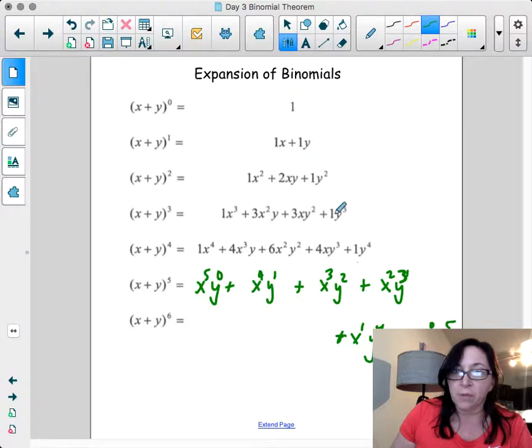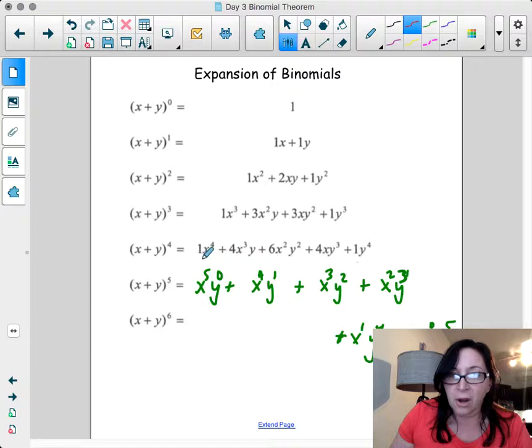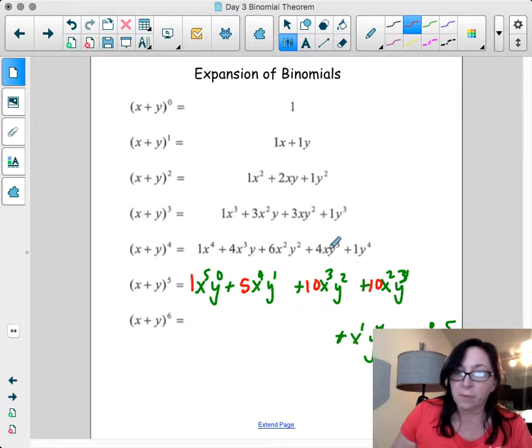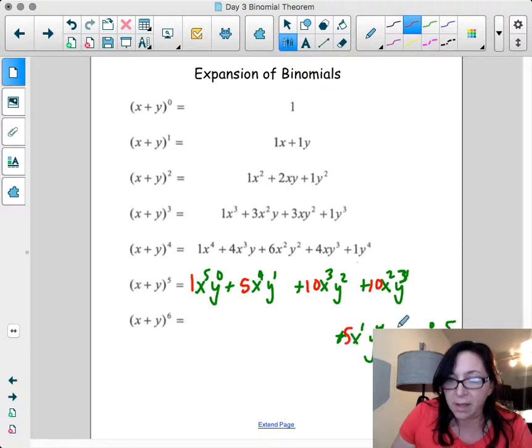So if we have 1, 4, 6, 4, 1, my coefficients for the next row are going to be 1. The next term will be 1 plus 4, which is 5. 4 plus 6, which is 10. 6 plus 4, which is 10 again. 4 plus 1 which will be 5, and 1 on the end, which is 1.